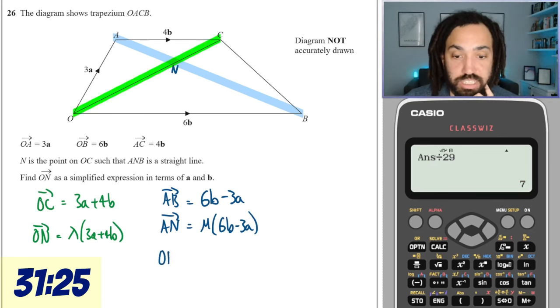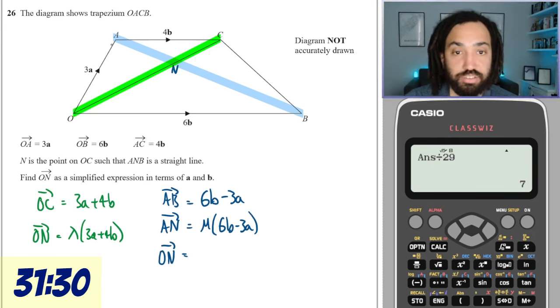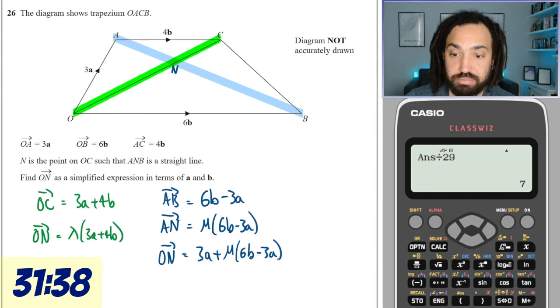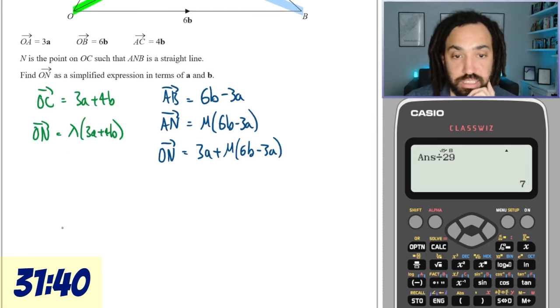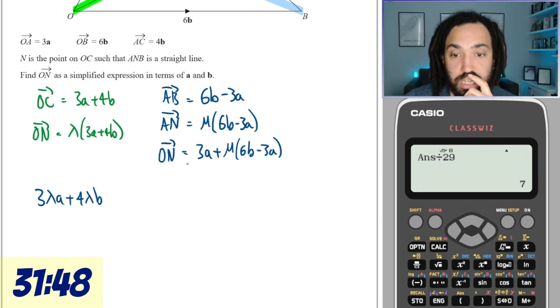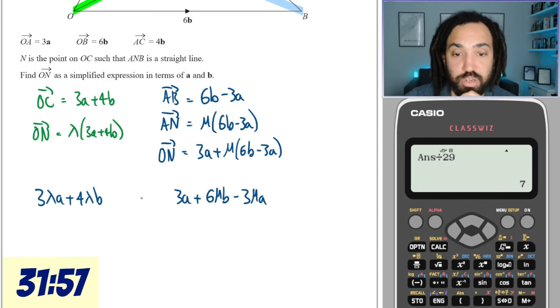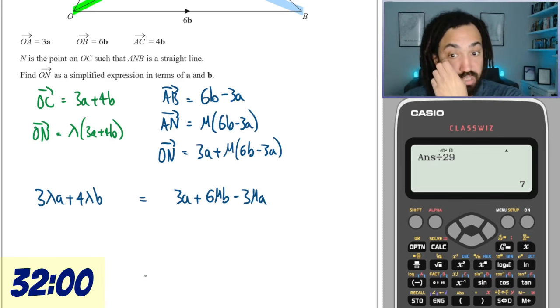Right, now let's express O to N in terms of the blue line. So I could go add 3A and then add on AN, which is mu times 6B minus 3A. Okay, fantastic. Right, so now we can expand out. So this one becomes 3 lambda A plus 4 lambda B. And this one over here becomes 3A plus 6 mu B minus 3 mu A. And they're both equal to O to N, so we can set them equal to each other.